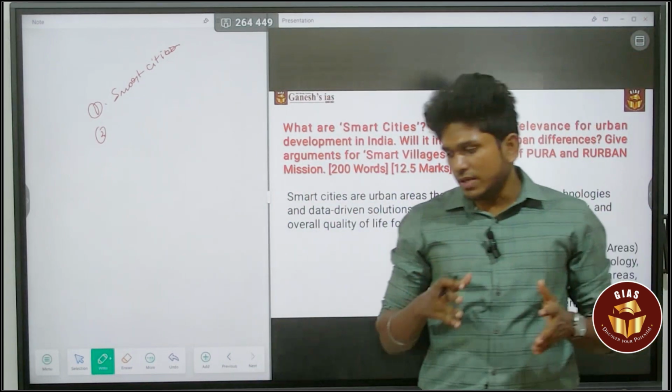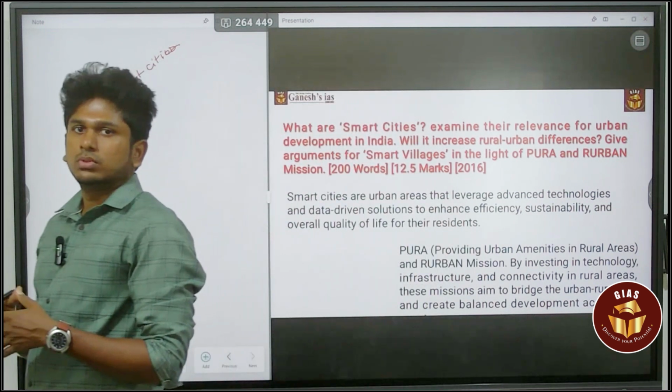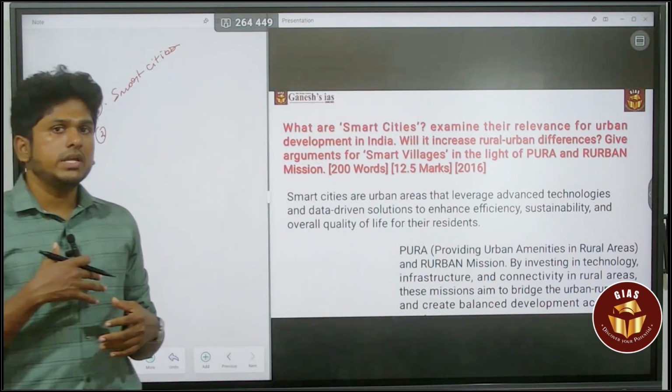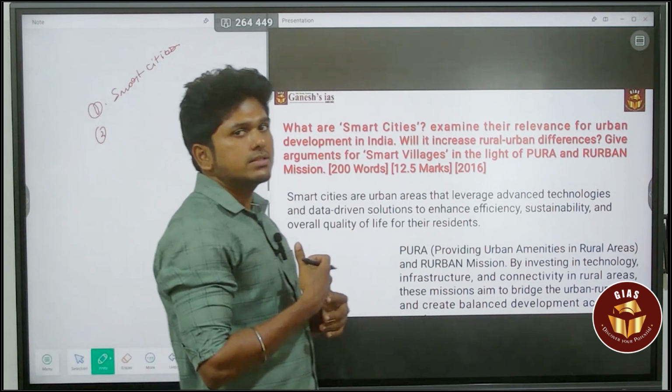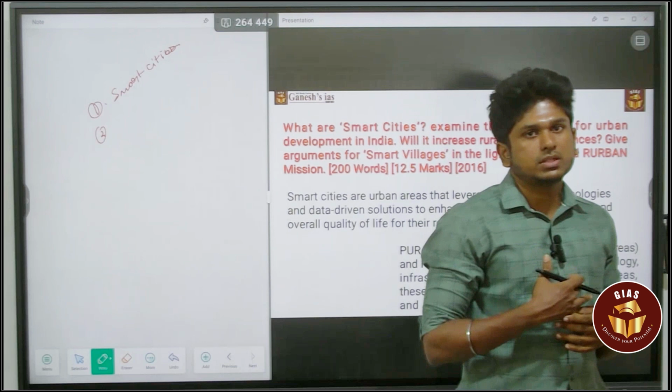So the relevance of smart cities to urban development is high. They will focus on everything based on data. They will do that. So that is the relevance of the smart cities.